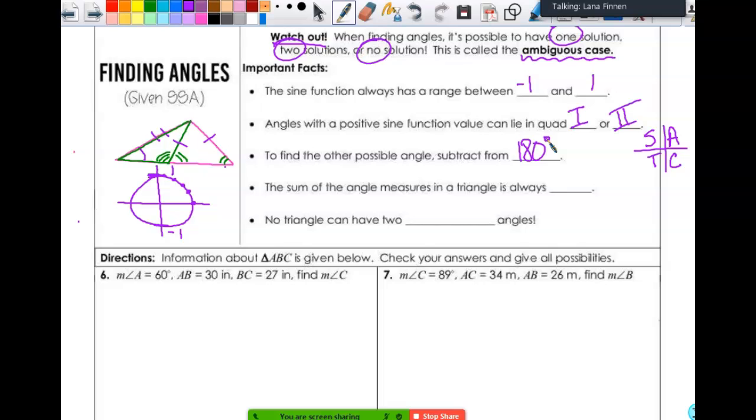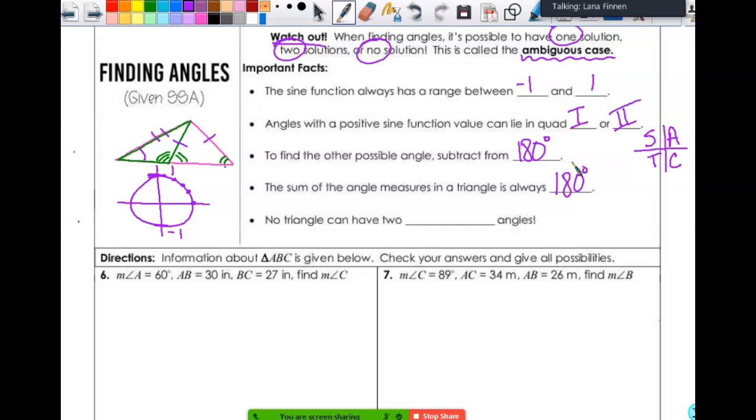Then we should also know that in any triangle, if you add up all three of the angles, what do you get? What's the sum of the angles in a triangle? 180. Okay. It's also 180. So these are both 180, but for two different reasons. And then no triangle can have two blank angles. There's actually two answers for this. So you can give me both of them and I'll tell you which one we're really using and why. But think about that. No triangle can have two what angles?